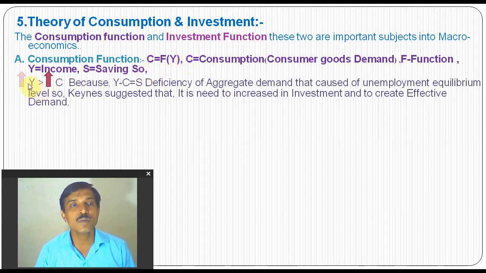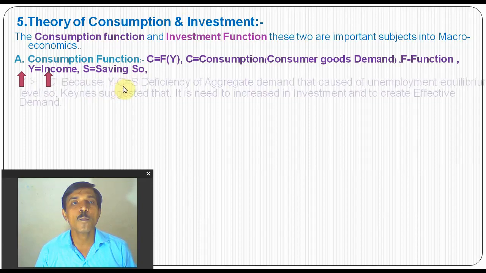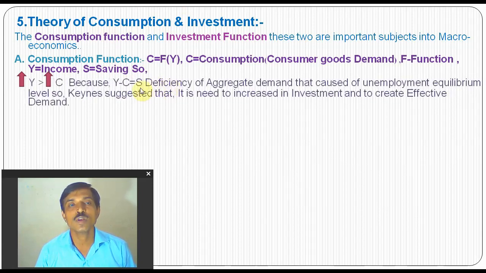But whenever income increases, the increase in income is greater than the increase in consumption, because income minus consumption is equal to saving. So whenever income increases, consumption also increases, but by less than the income. The deficiency of this is aggregate demand, which causes unemployment at the equilibrium level. So it is suggested that investment needs to increase to create effective demand. That's why we need to increase investment to increase effective demand.